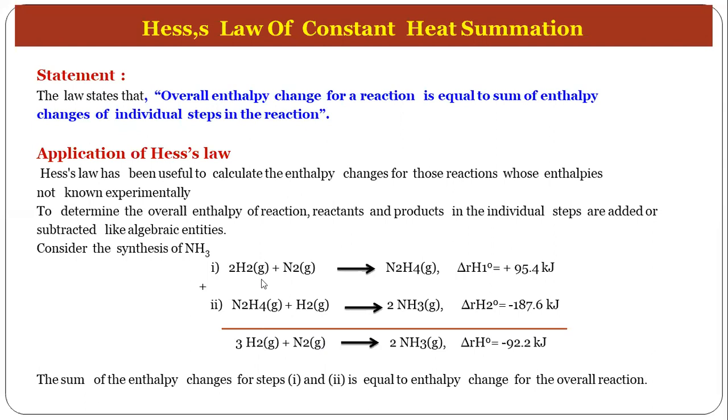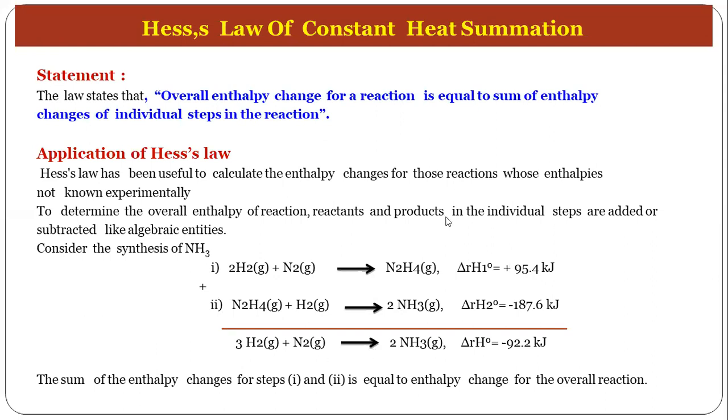Overall enthalpy means we have to do the addition of these 2 steps. Thrice H2, because this is 2H2 and this is 1H2, it becomes 3H2 plus N2. N2 is written. This N2H4 and this N2H4 are cancelled, and directly we get here 2 molecules of ammonia. We do the addition of these 2 steps, this is minus, this is plus, so we get minus 92.2 kilojoule. Now, this is the Hess law of constant heat summation.